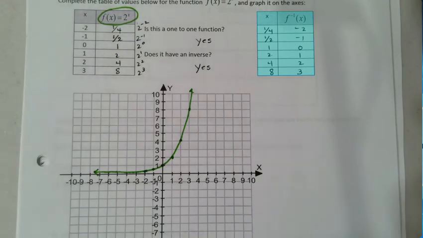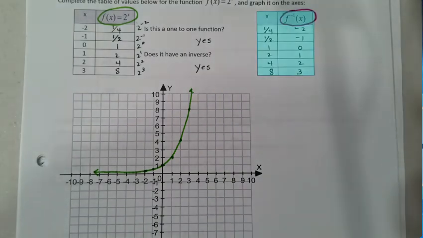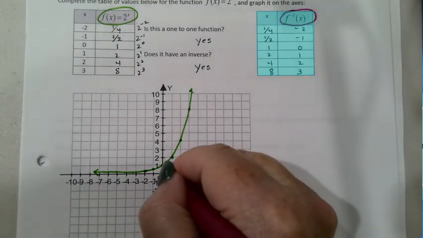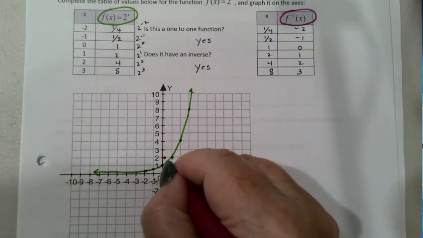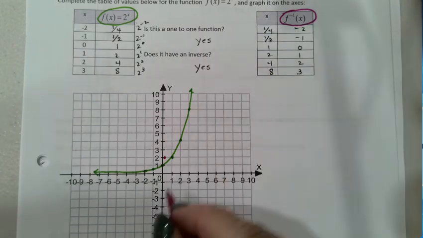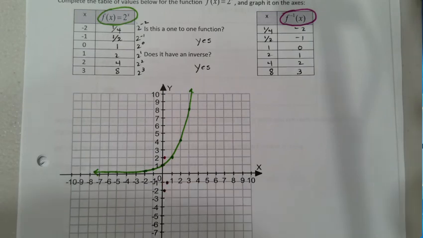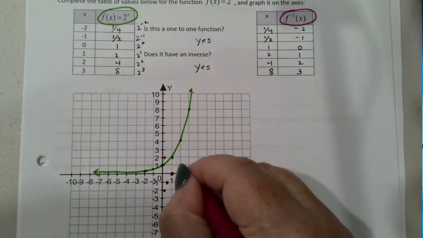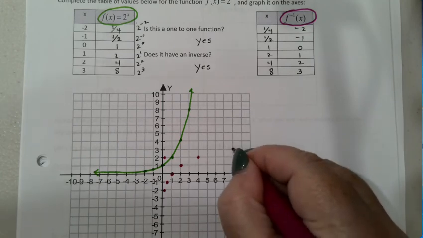All right, the inverse function, we now have some points to graph. I'm going to do that one in pink. So let's see, 1/4, 2 would be about there. Oh, sorry, that was 1/4, negative 2. Ignore that point. 1/4, negative 2 down here. 1/2, negative 1. 1, 0. 2, 1. 4, 2. And 8, 3.